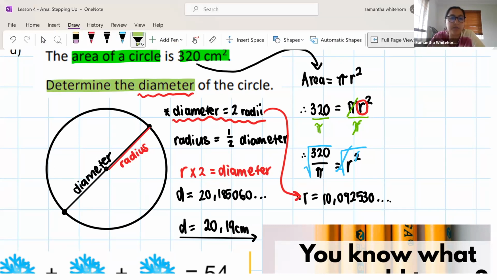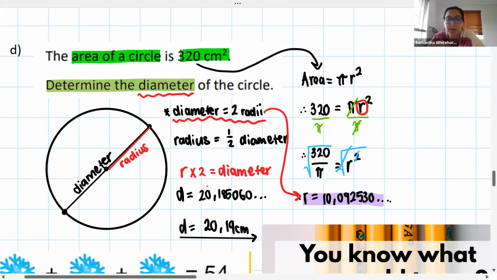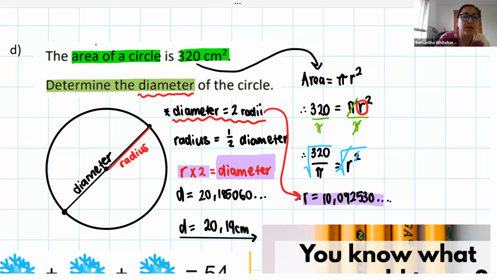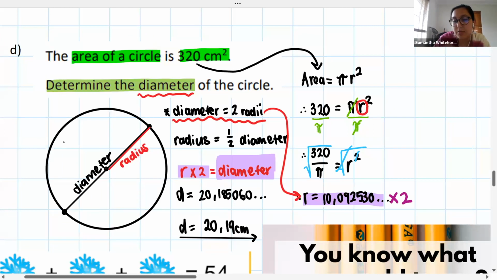Sorry. So just to reiterate that point, we've worked out the radius is 10,09 blah, blah, blah. Remember that your diameter is 2 times the radius. Because we were asked for the diameter, we need to now times that answer by 2. So the way I got my 20,19 was I took this 10,09 blah, blah, blah, and I times it by 2 because of this relationship. And then I got my answer of 20,19.